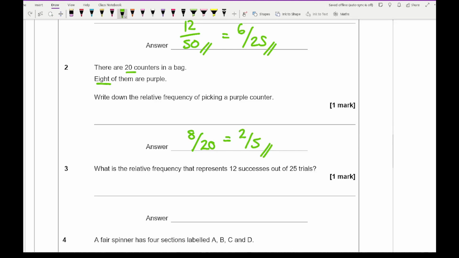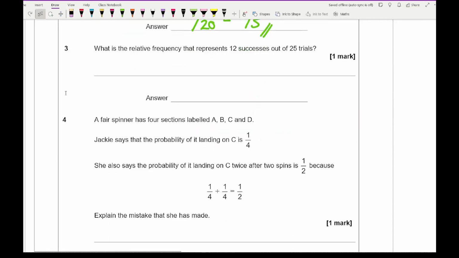The one time where I would say they need to give you a simplified fraction is if they ask for it, or maybe if it was worth 2 marks. Question 3, it says, what is the relative frequency that represents 12 successes out of 25 trials? Well, again, it's just going to be 12 over 25. So never try and make questions more complicated than what they actually are. Sometimes the wording can be a little bit confusing, but the answer can be so much simpler.